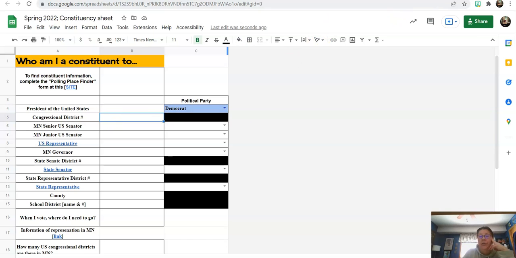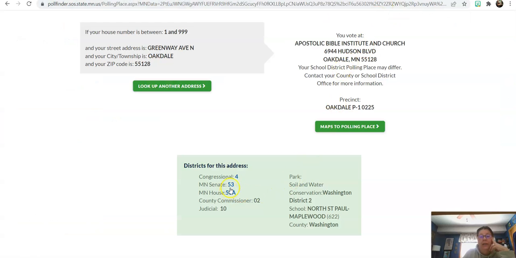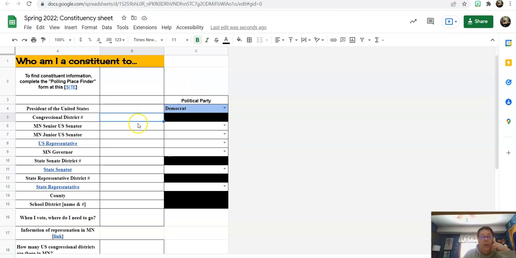Which congressional district do you live in? You can find that information on the results that come up from the Secretary of State's office. So Tartan High School is actually in the 4th district. So I would go into here and I would put in the 4th district. Now, you're going to have to go in and figure out who are Minnesota's 2 senators and which one has seniority, making her the senior senator, and which one has the junior seniority, making her the junior senator. You have to figure that out.